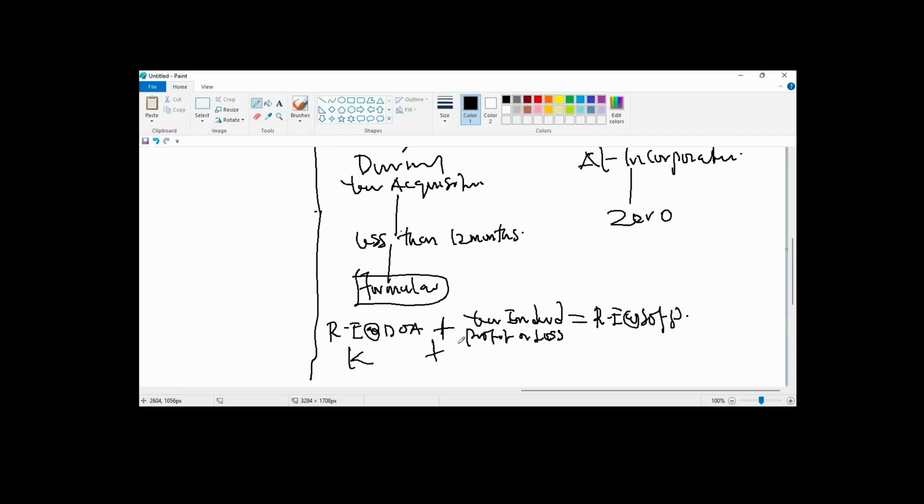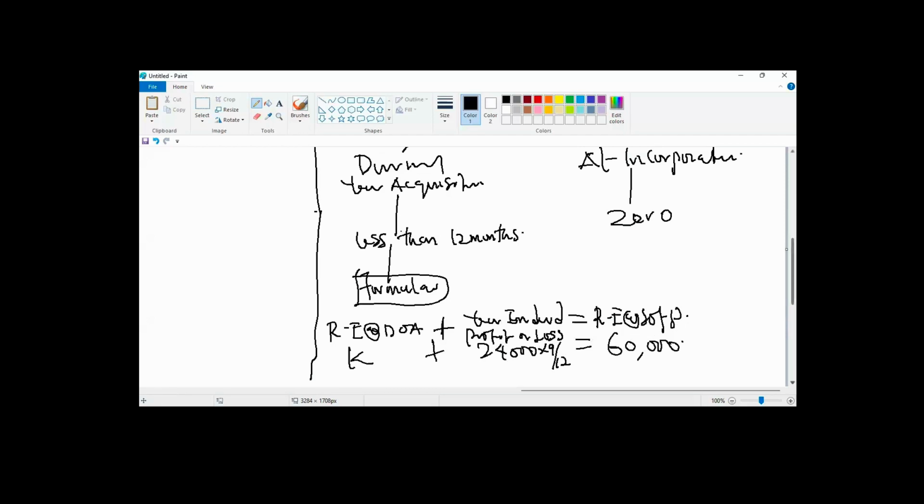Plus, what is the year-ended profit or loss? Go to the retained earnings. He has given me profit for the year ended. What is for the year ended? 24,000 for the year ended. It will give me retained earnings as at SOFP. But don't forget, you only acquire for 9 months, times 9/12. Now it gives me retained earnings as at SOFP, which is 60,000.